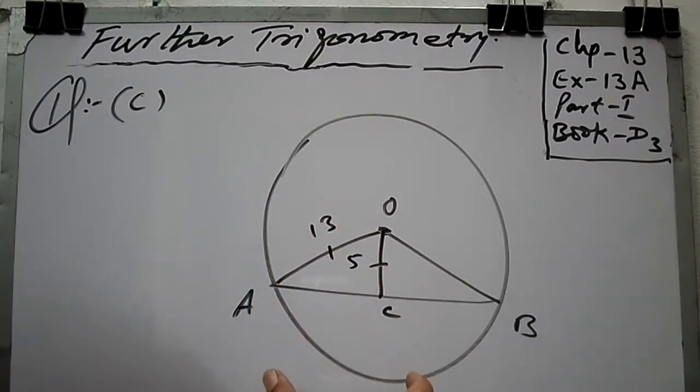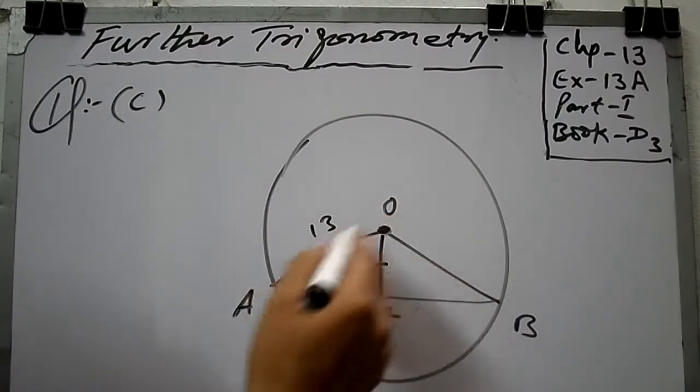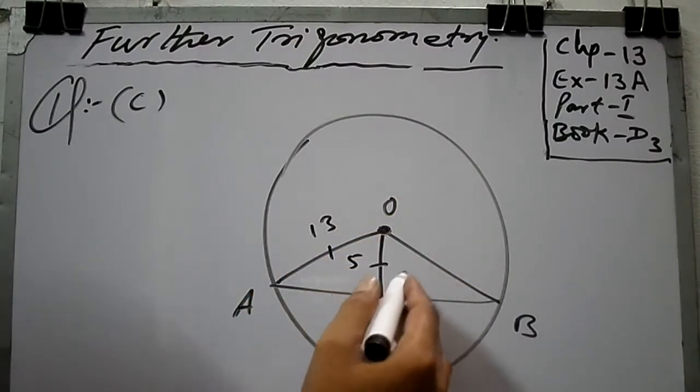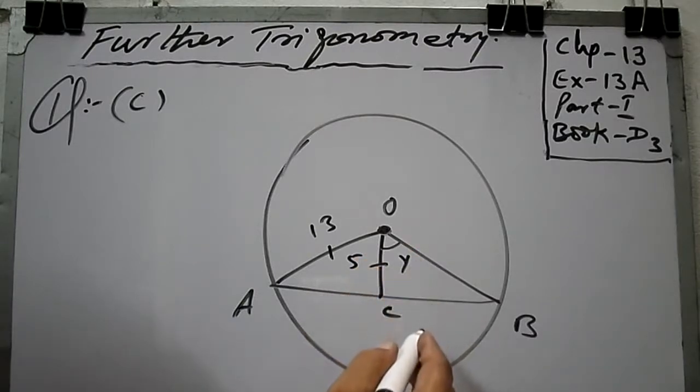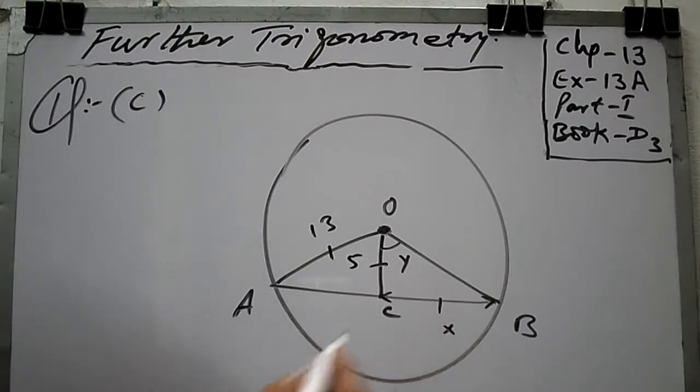So O is the center, having OA equal to 13 and OC equal to 5. We have to find Y and this one, that is X. We can calculate this by using these two properties, property 1 and property 2.